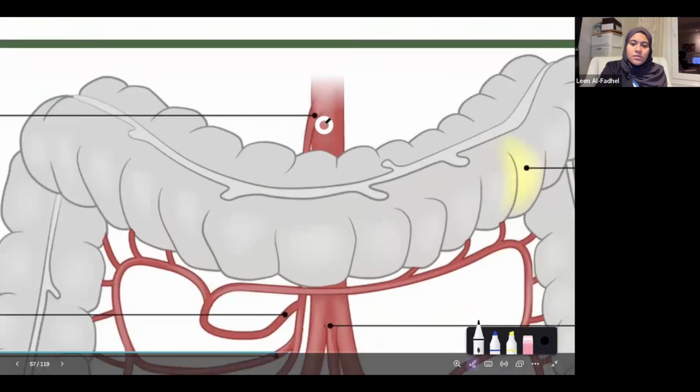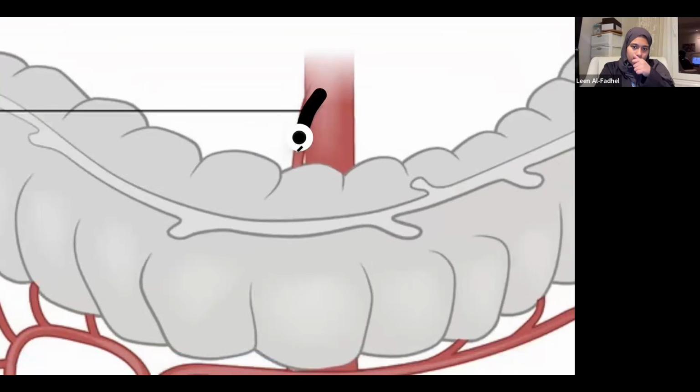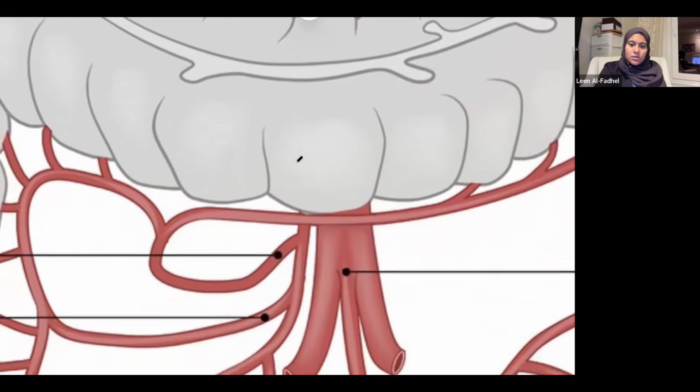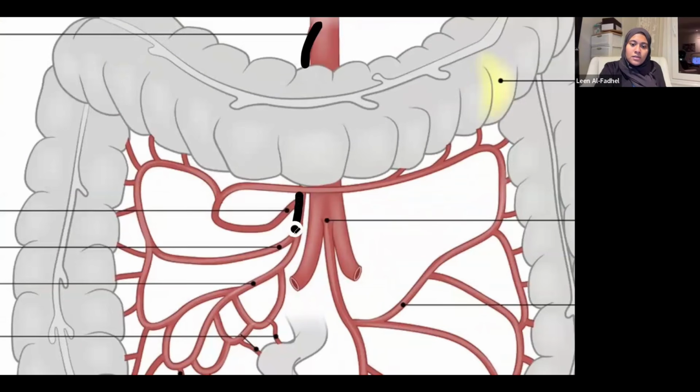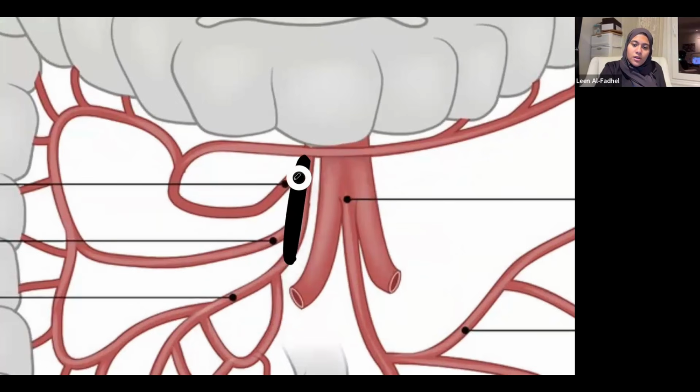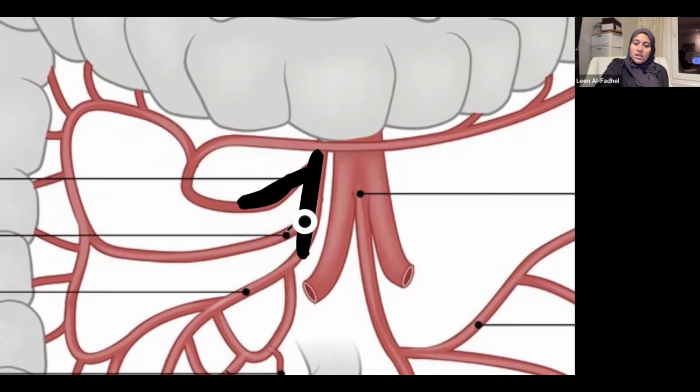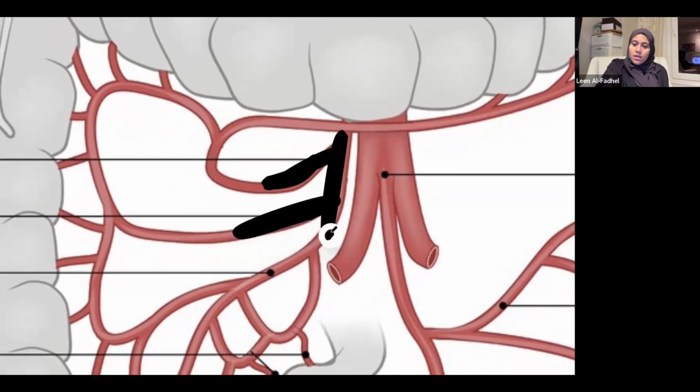Okay. Superior mesenteric artery comes out over here and it continues down and it will divide into three branches. The first branch is what? It's the inferior pancreatico-duodenal artery. That was the trick question. But on this diagram, the first branch that it will split into is the middle colic. The second branch is the right colic. And the last branch is the ileocolic.